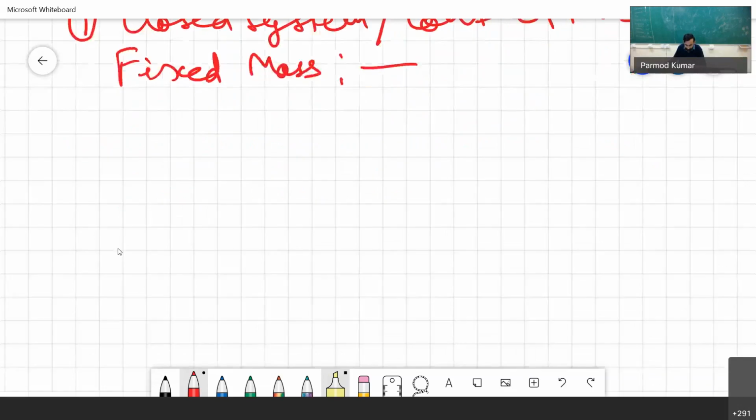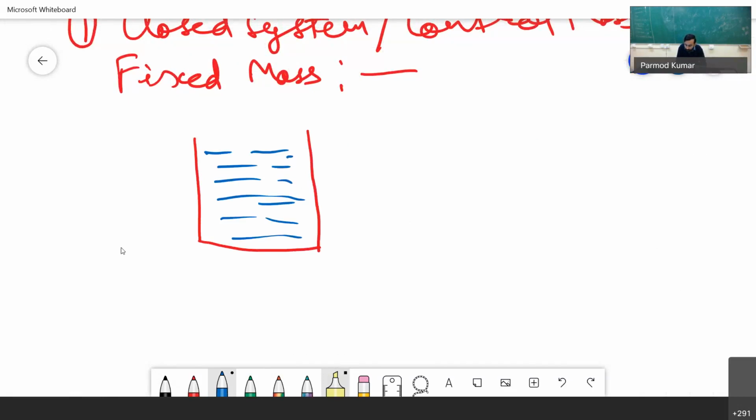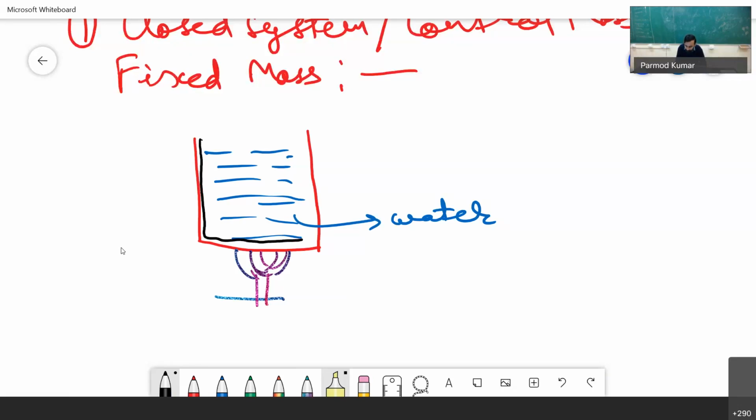So if we have a system like I told you in the previous example, where I have a container, and inside this container I have water. Okay, and from the bottom I am adding certain heat. So I have some gas stove. Okay, and I am considering this as my system.